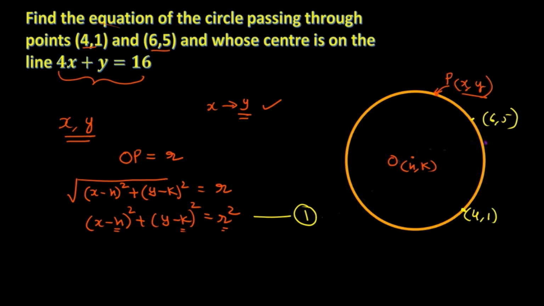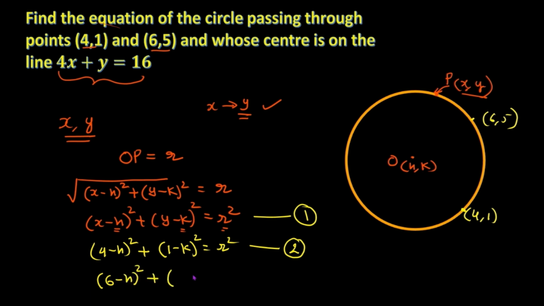Let's substitute the first point 4 comma 1. Then it becomes (4 minus h) whole square plus (1 minus k) whole square equal to r square. Let's call this equation number 2. Then it also passes through 6 comma 5, so we get (6 minus h) whole square plus (5 minus k) whole square equal to r square.